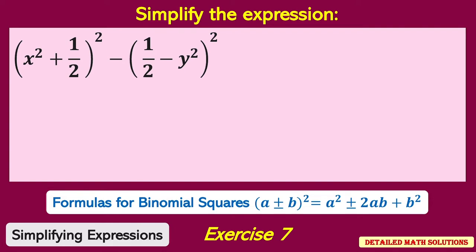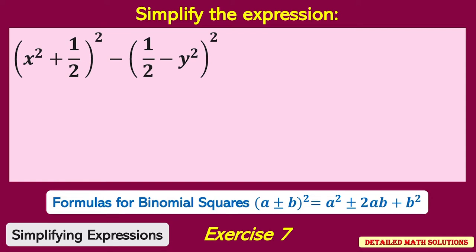In the first binomial square, (x² + 1/2)², x² corresponds to the a in the formula, and 1/2 corresponds to the b in the formula. Respectively, in the second binomial square, (1/2 − y²)², 1/2 corresponds to the a in the formula, and y² corresponds to the b in the formula.